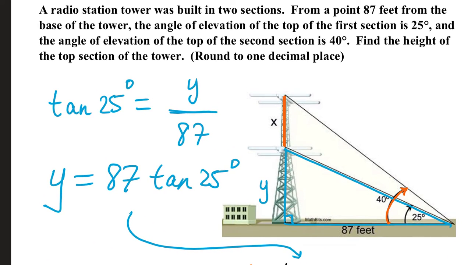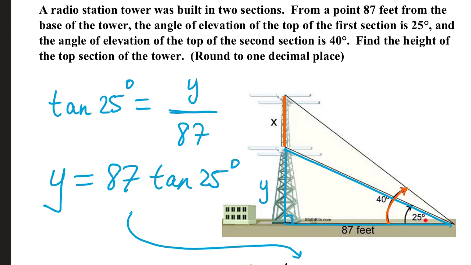A radio station tower was built in two sections. From a point 87 feet from the base of the tower, the angle of elevation to the top of the first section is 25 degrees, and the angle of elevation of the top of the second section is 40 degrees. Find the height of the top section of the tower.